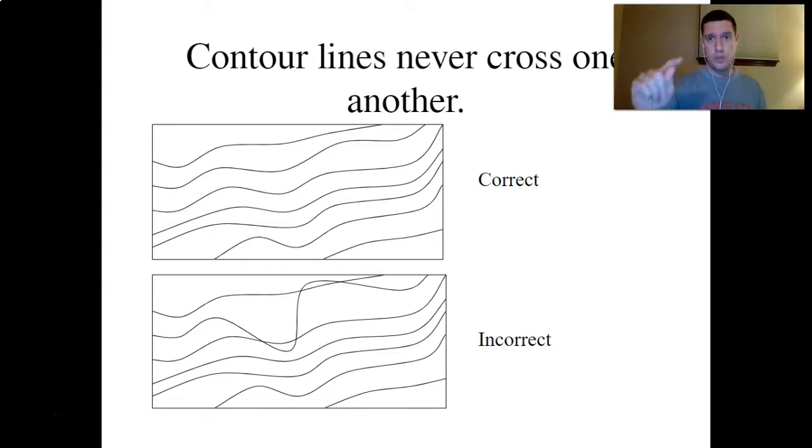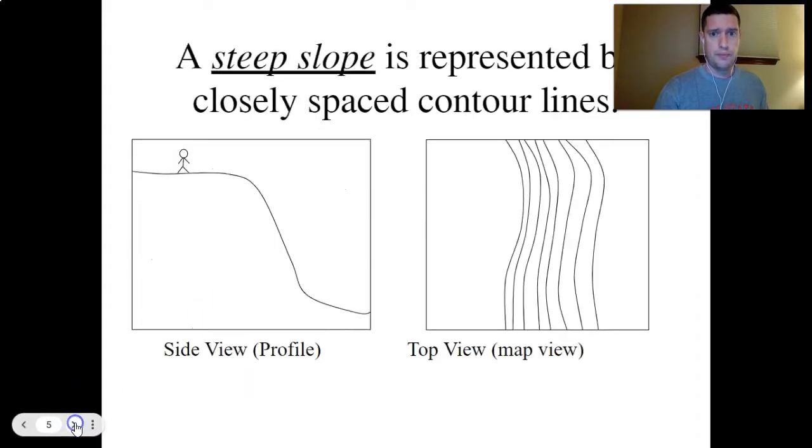But all these contour lines are closed loops. And they never cross each other. Even if they don't close loop on the map you're looking at, they still close somewhere. They come all the way back around. So, they never cross one another. It's very important to know.